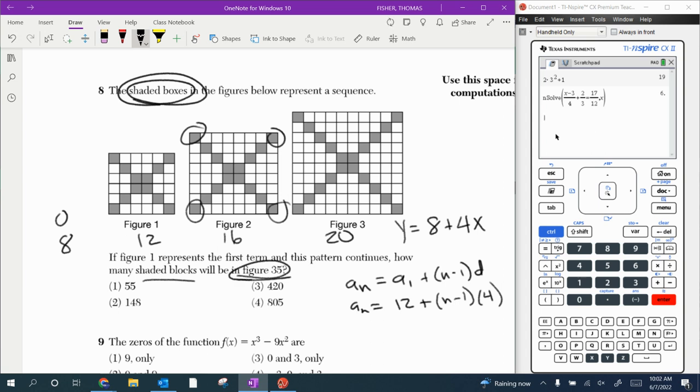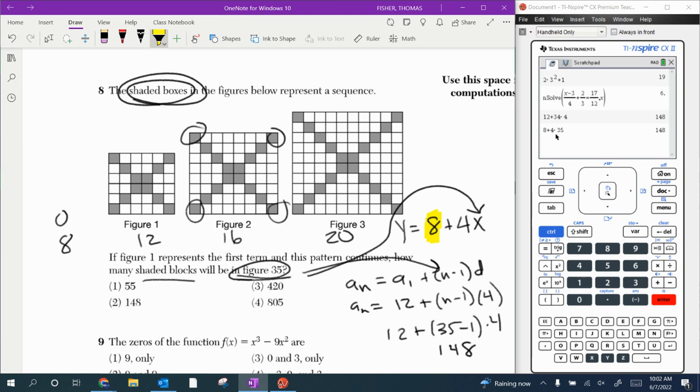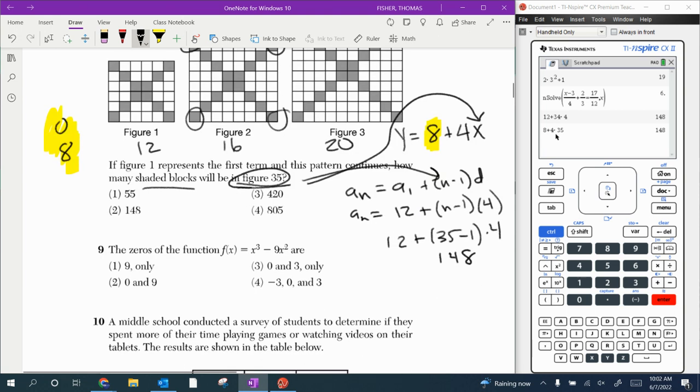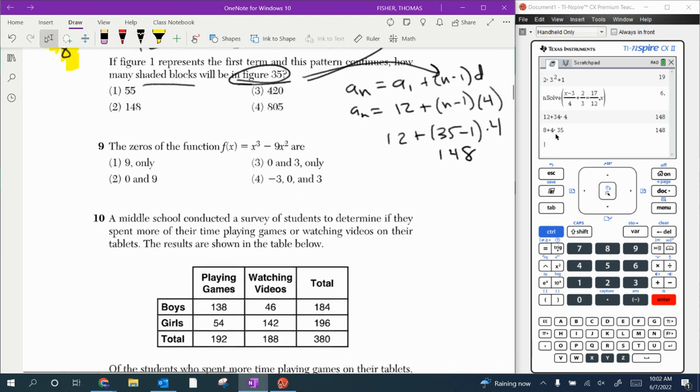It wants figure 35, so either way you do it, either 12 plus 35 minus 1 times 4, that will do it just fine. We know that's 34 times 4, which is 148. Or you could say, well, let's do 8 plus 4 times 35. That should also work. So either way you do it, putting 35 in for n or in for x. Just be careful if you're going to use y equals b plus mx or mx plus b, you use the y-intercept, which is the 0th term, not the first term. Most common mistake there is using the wrong number for the y-intercept.